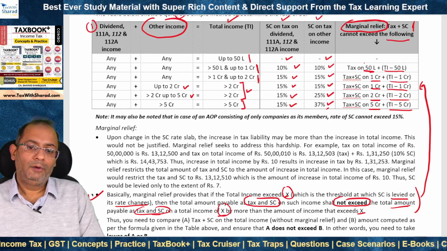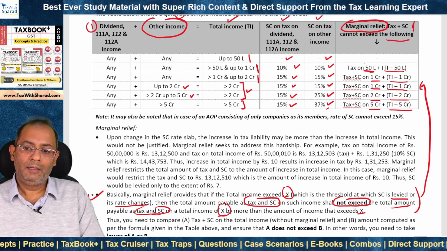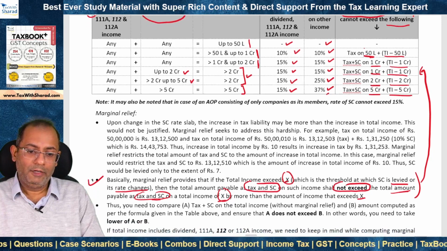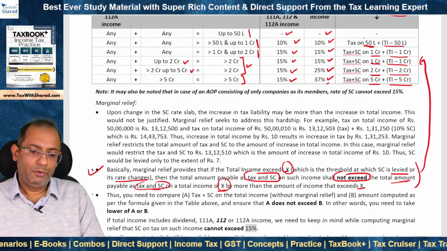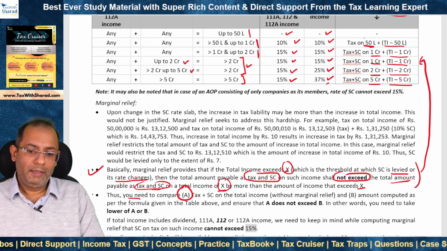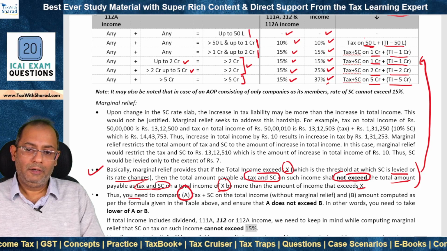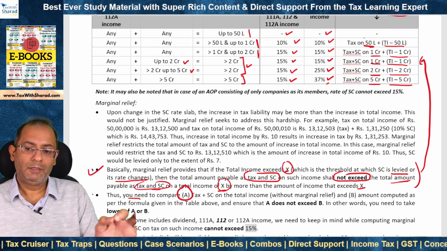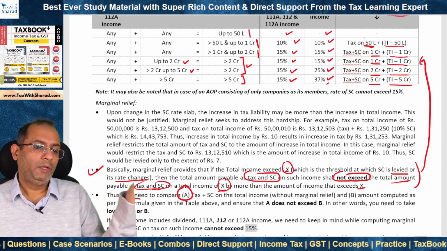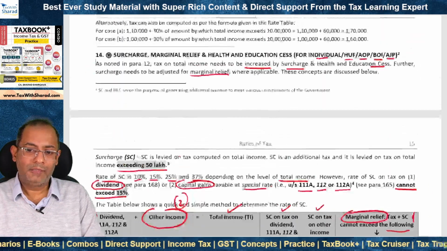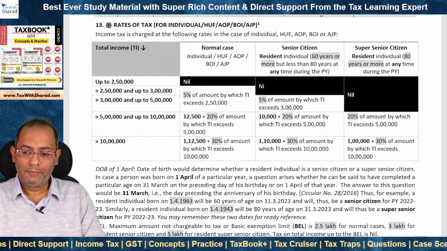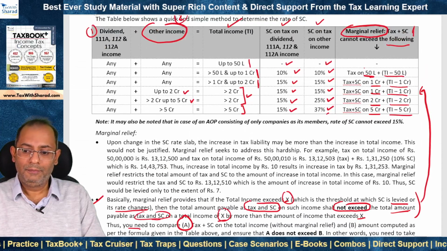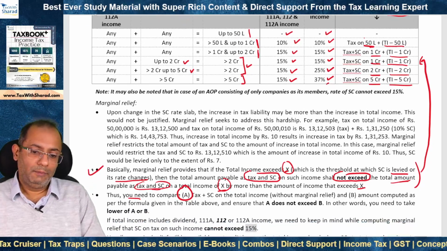And what is the formula? Depending on the levels of total income which you can see in this table, you need to compute two things. Thus, you need to compute A. What is A? Tax plus surcharge on the total income without marginal relief. That means ignoring marginal relief, as per the normal manner, you need to compute tax plus surcharge as per this table. So amount of tax is what we compute as per the slab rates which we discussed before, and the normal surcharge is computed on the basis of this table. So tax plus surcharge becomes amount A.